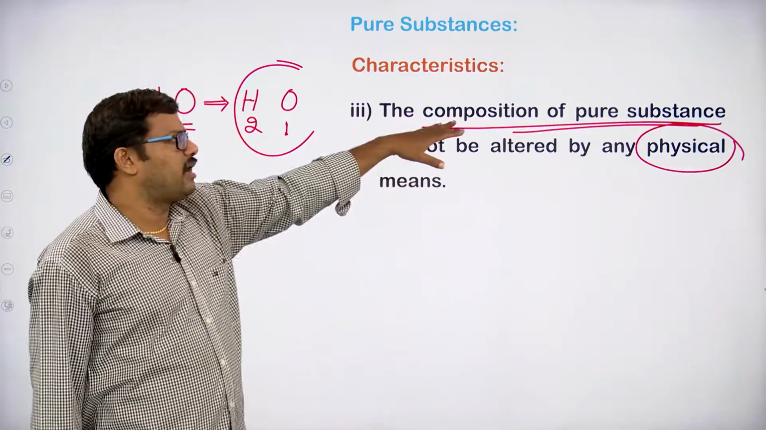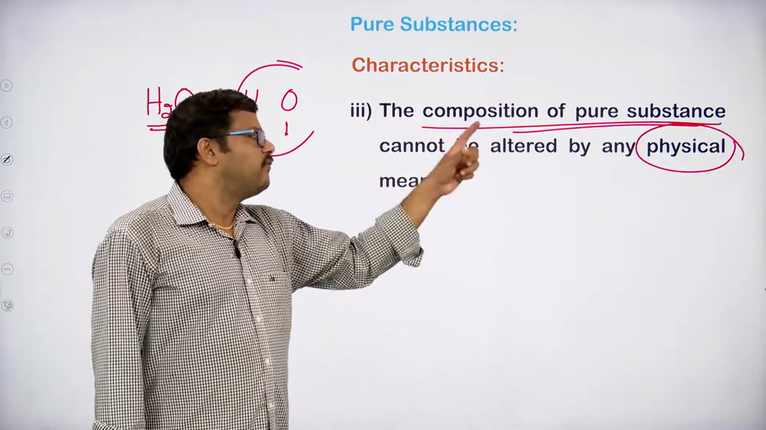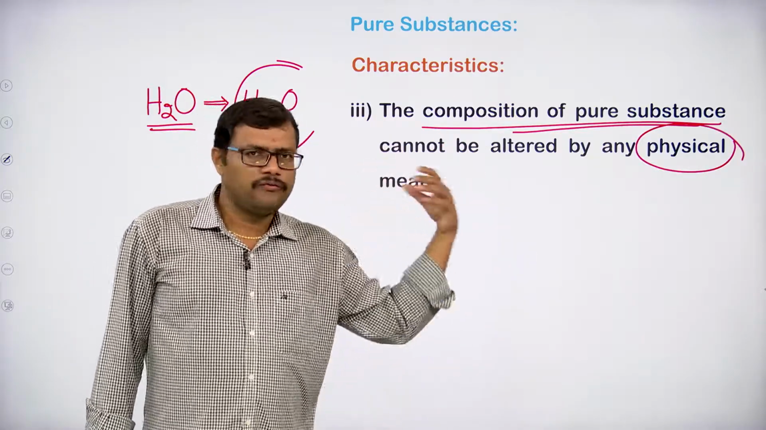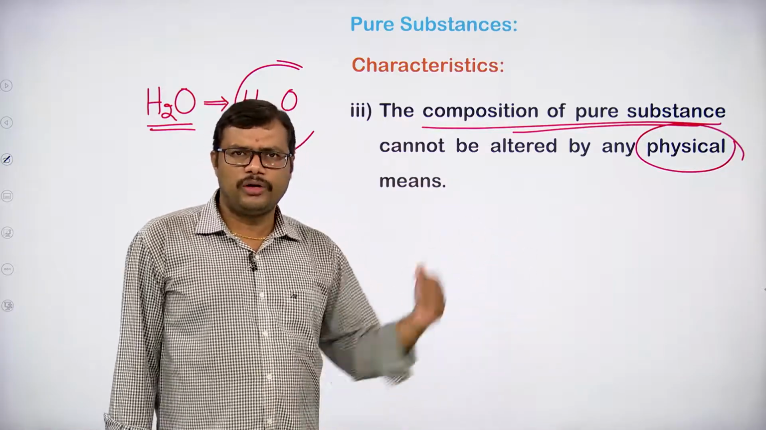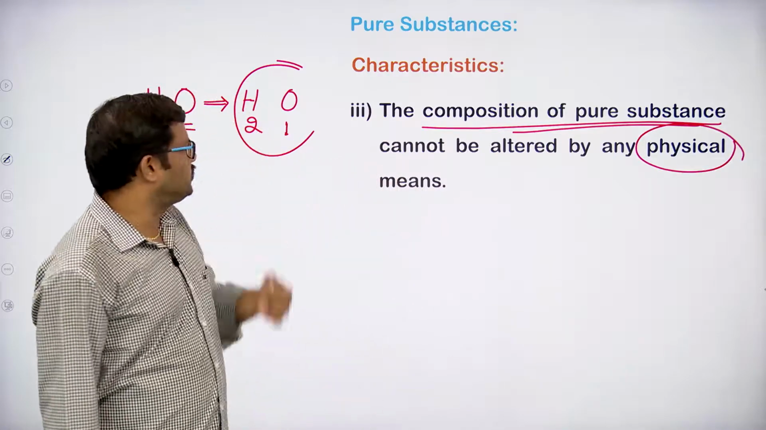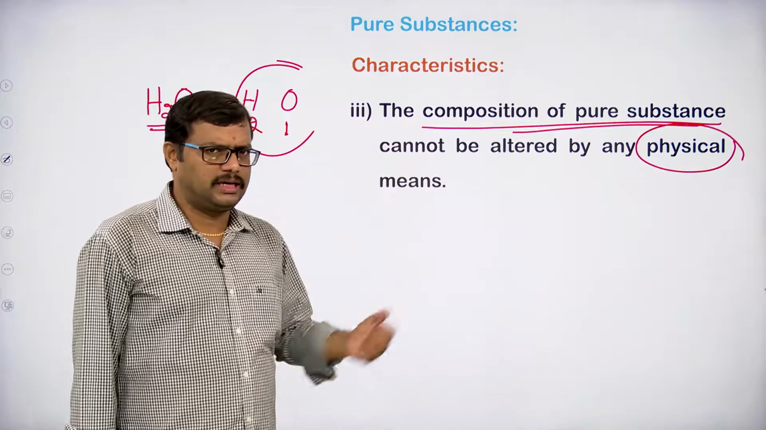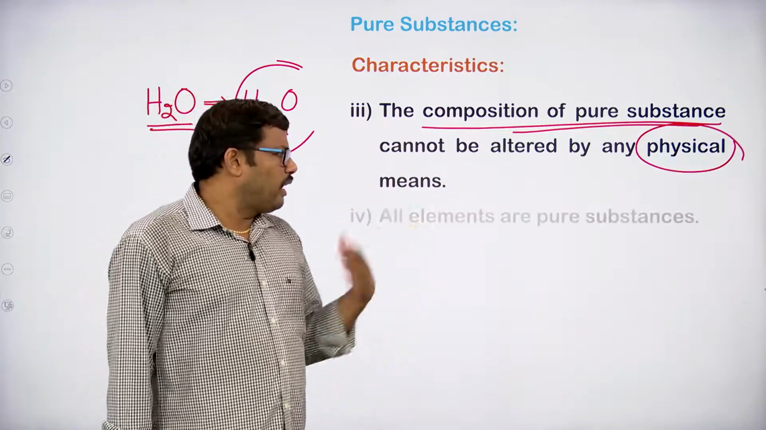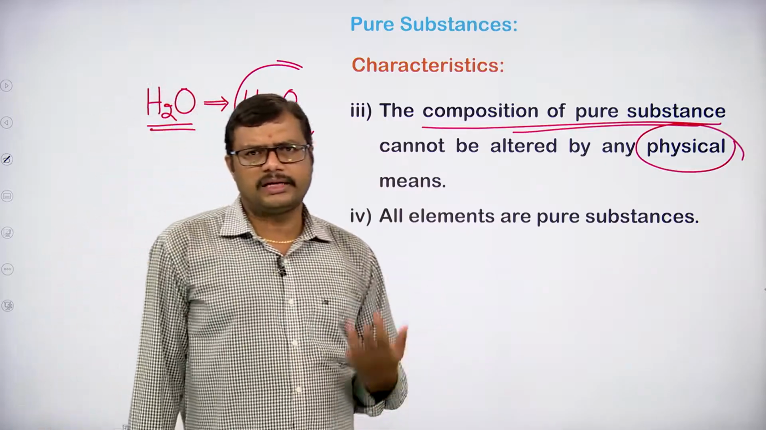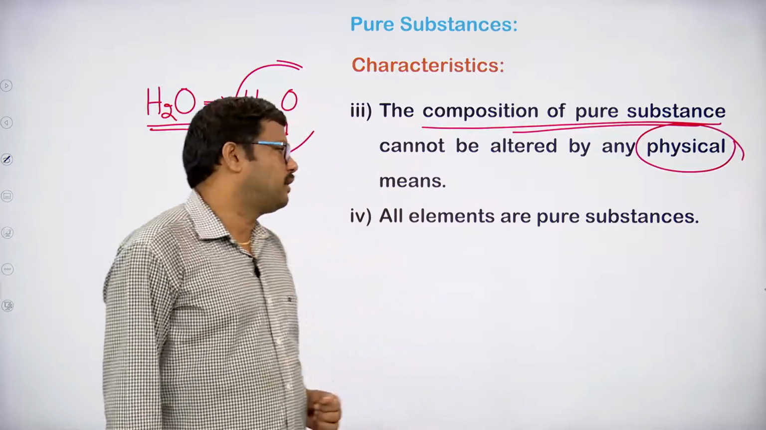So the pure substance composition cannot be altered or changed by physical means. Whatever physical means you use, we are not going to change it. If I decrease the temperature or increase the temperature, the composition won't change by just physical means, filtration, decantation, etc. Right. How can we change the composition of a pure substance? Only by chemical reactions can we alter or change the composition of a pure substance.